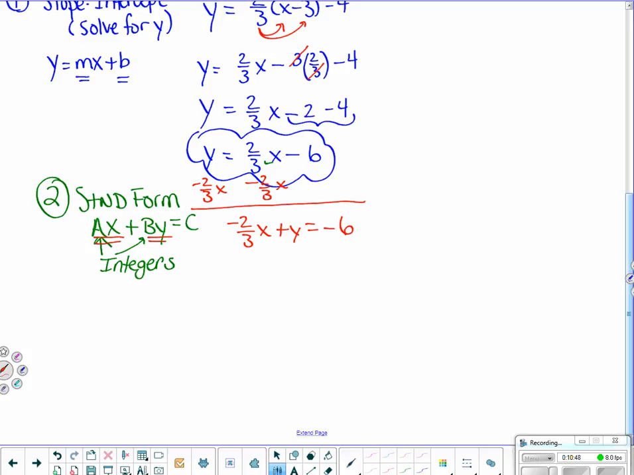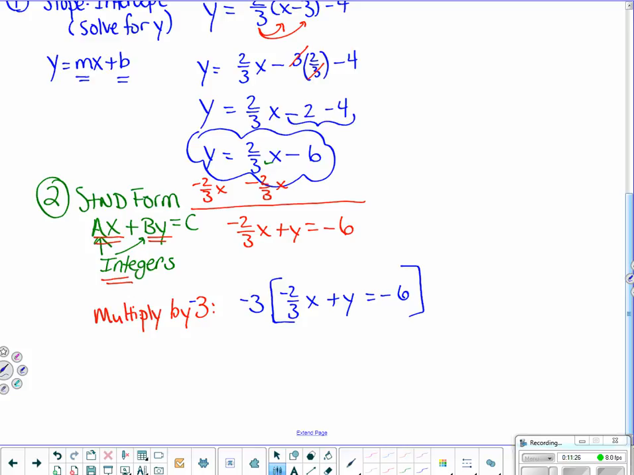Okay, remember me talking about integers? 2/3 is not an integer. So we want to make integers. Let's multiply by that 3, just so we can get rid of the fraction. And the other thing, I'm going to multiply by -3 so that I can lead off with a positive number in that x position. So my x coefficient turns out to be positive, because that really is another requirement of standard form.